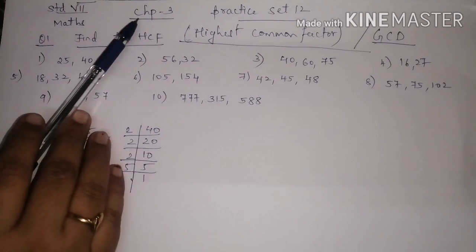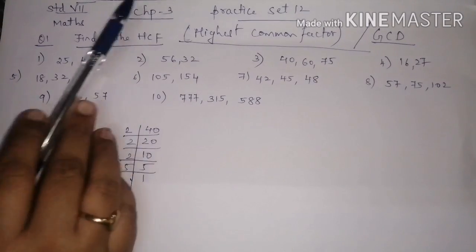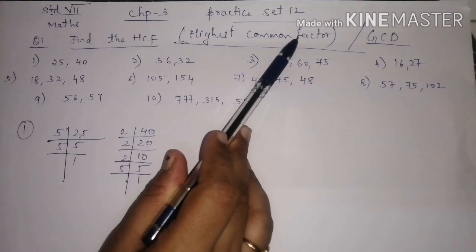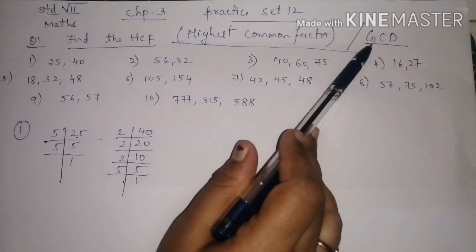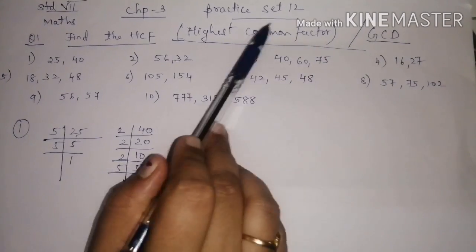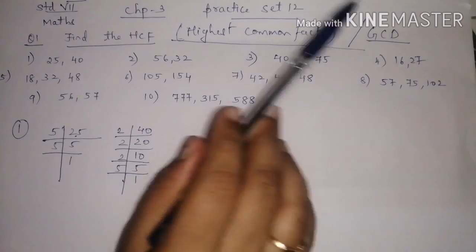Welcome students. Today we are going to see practice set 12 of chapter number 3. Find the HCF. HCF, its full form is highest common factor. It is also called by another name, GCD. GCD's full form is greatest common divisor. It is one and the same thing. Highest common factor is also called GCD.